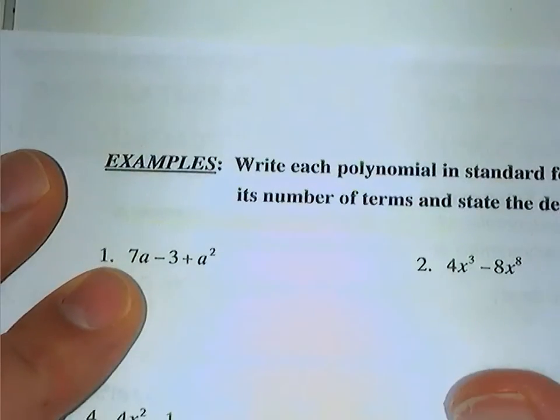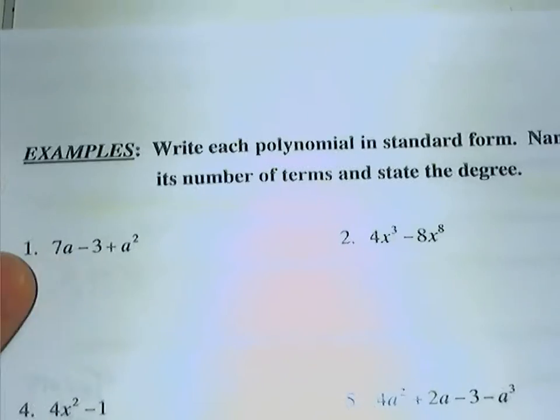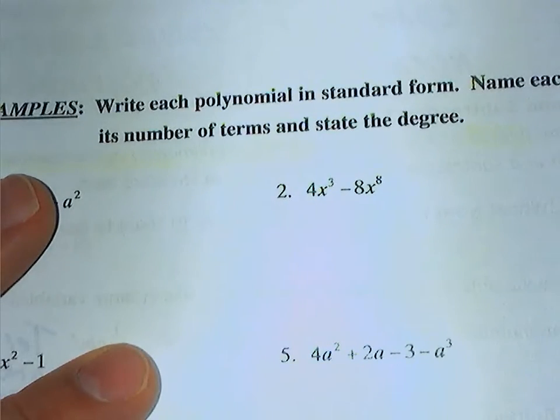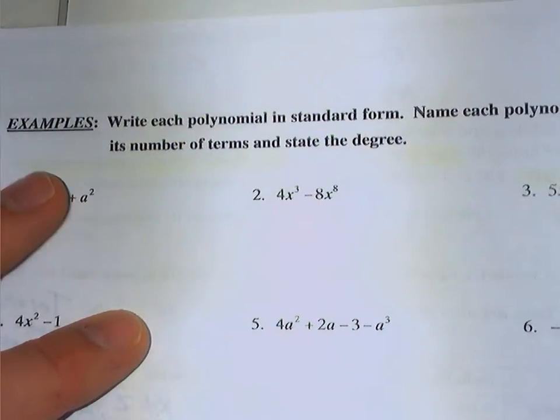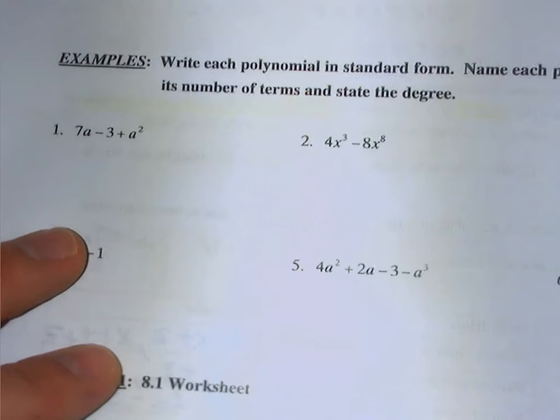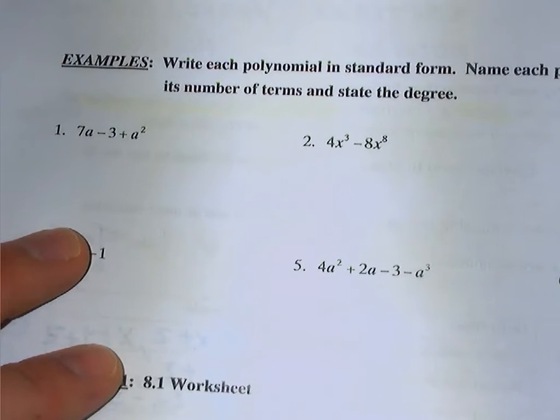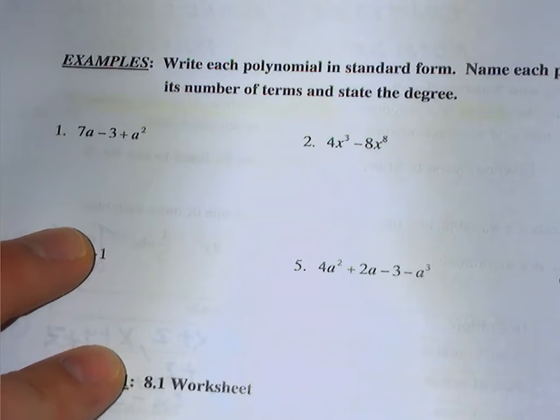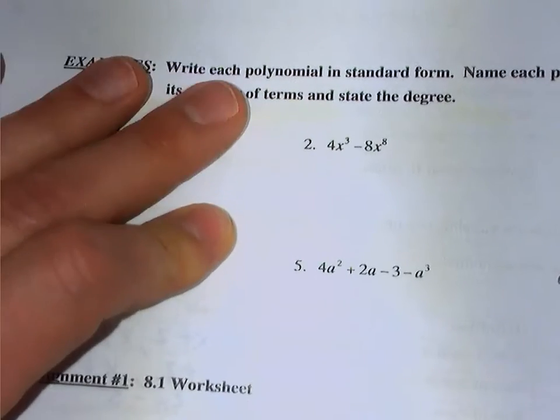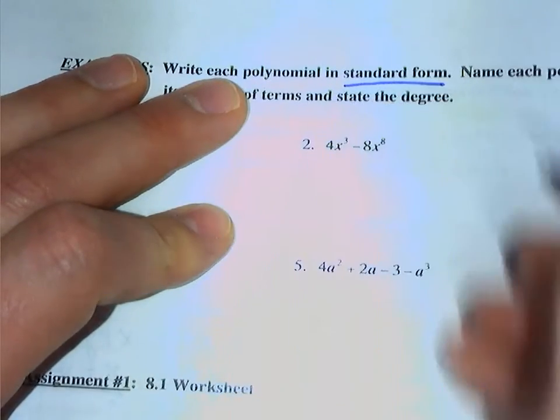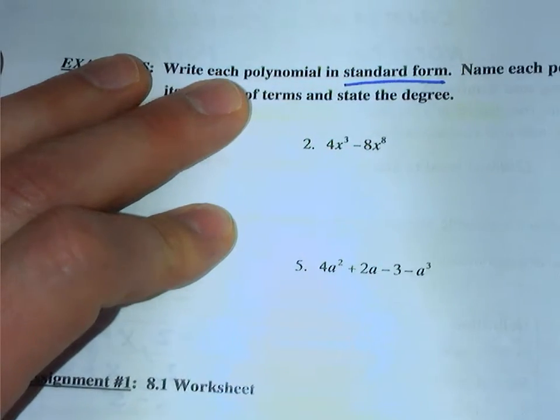All right. Now we got some examples. I'm going to zoom out so we can read this here. Now I can zoom in if needed. It says, write each polynomial in standard form. It says, name each polynomial based on its number of terms and state the degree. So we got a few things we got to do. First things first, standard form. Standard form is descending order.